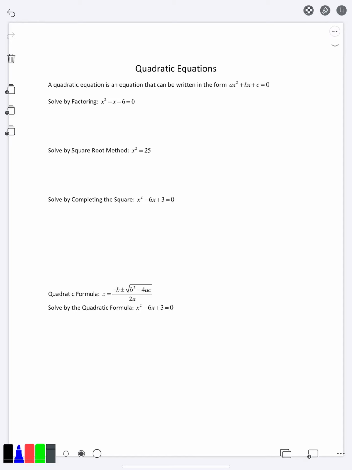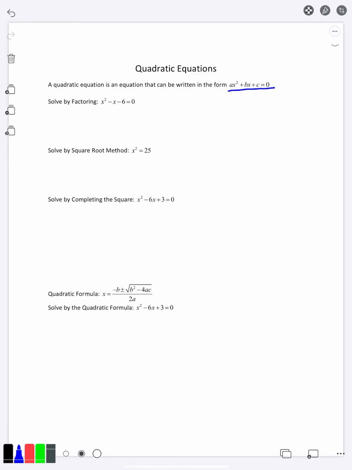We're going to learn about quadratic equations and how you solve them. First off, a quadratic equation is anything that can be written in the format ax squared plus bx plus c equal to 0. Basically, it's a polynomial equation where you have an x squared as the highest power.